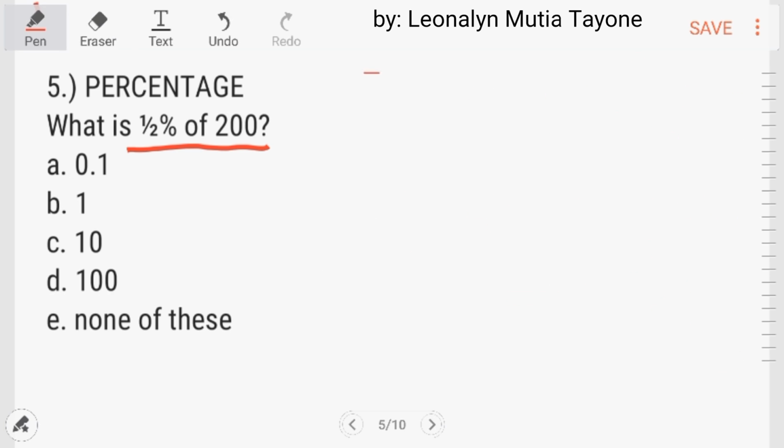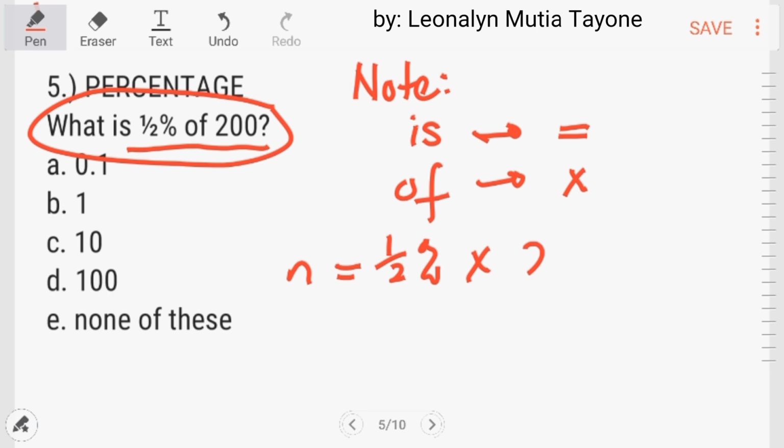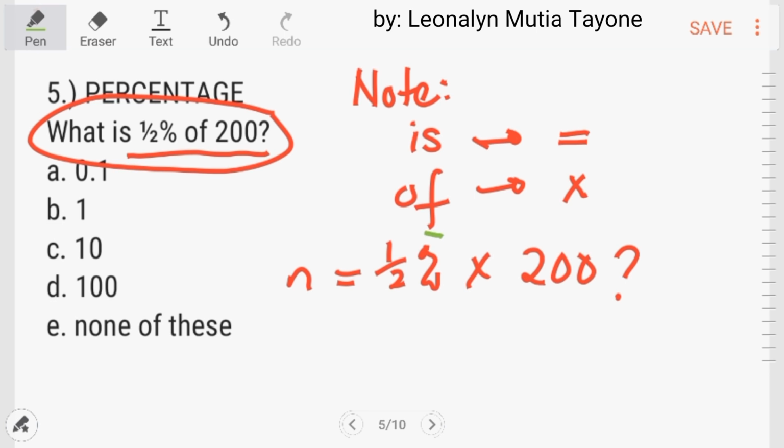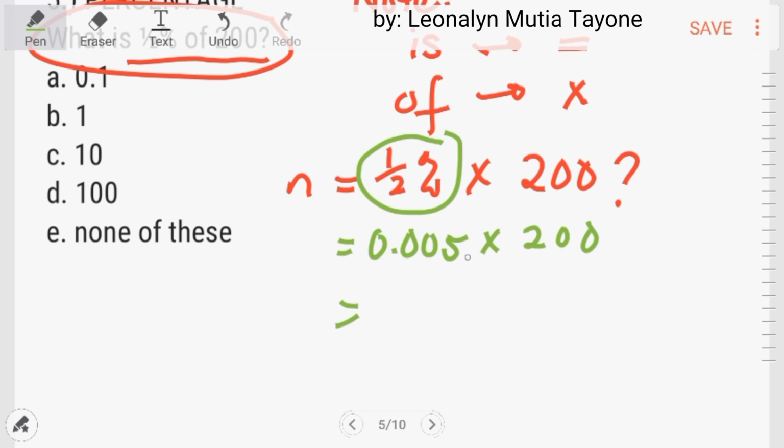Now, let's solve this. Remember this. Kapag ganito ang question, is equals yan. Kapag of, multiplication yan. So, let n be our number, what is 1/2% of 200? 1/2% is equivalent to 0.005 then times 200. So, i-multiply mo 0.005 times 200. Paano ka mag-multiply?